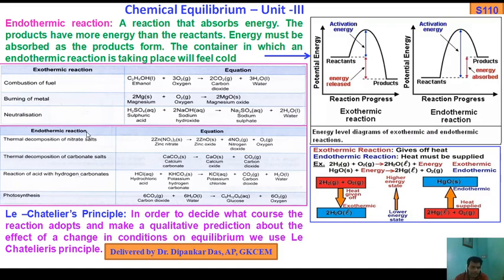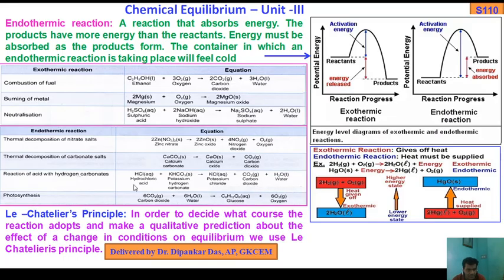Now come to endothermic reaction examples. Thermal decomposition of nitrate salt: zinc nitrate decomposes to zinc oxide plus nitrogen dioxide plus oxygen, and heat is absorbed. Thermal decomposition of carbonate salts: calcium carbonate decomposes to calcium oxide plus carbon dioxide. This is also an example of an endothermic reaction. Reaction of acid with hydrogen carbonates: HCl plus potassium hydrogen carbonate gives potassium chloride, carbon dioxide and water.